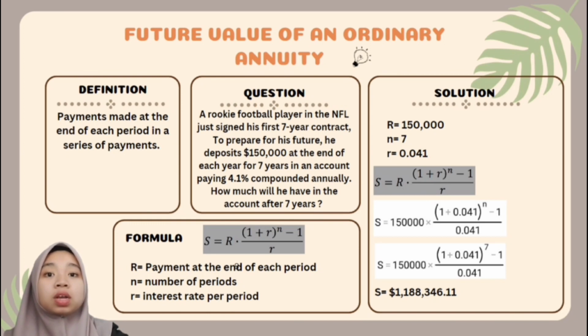So S equals 150,000 times (1 plus 0.041) to the power of 7, minus 1, divided by 0.041. We will get the answer $1,188,346.11. So that was the final answer.